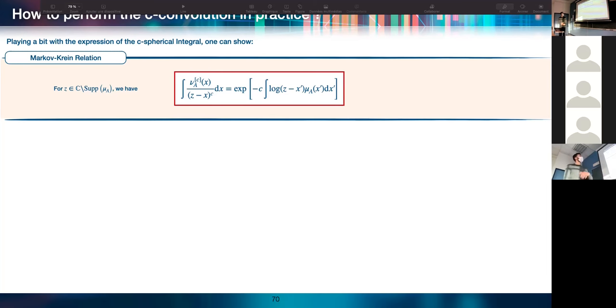You see that you have this relation between the two. On the left hand side, you have something which looks like a Stieltjes transform, but there is an additional parameter c. And on the right hand side, you have something which looks like the limit of the characteristic polynomial, but to the power of minus c. And so that's the formula.